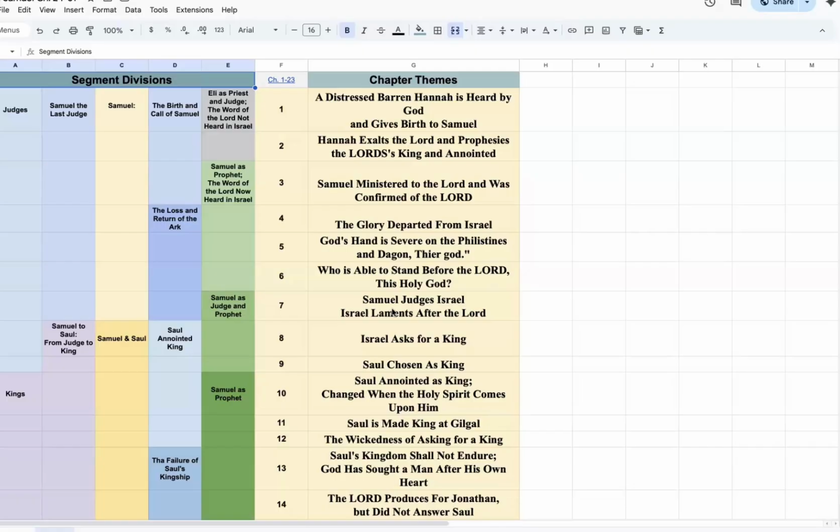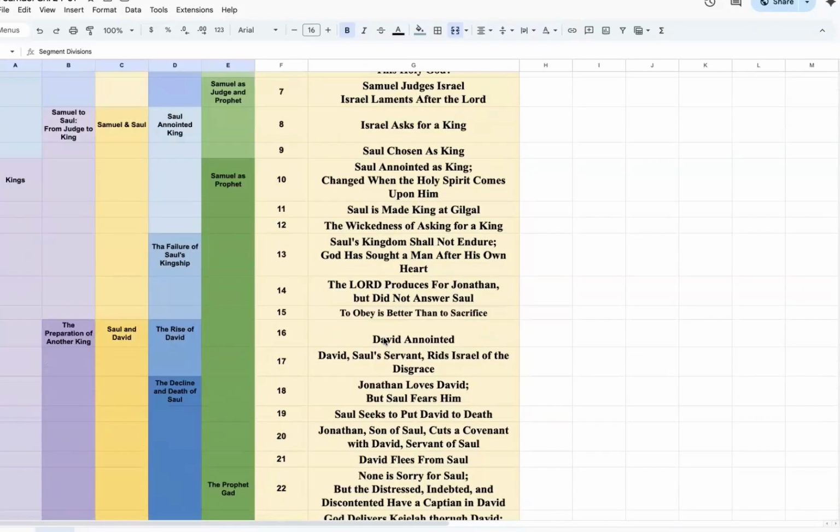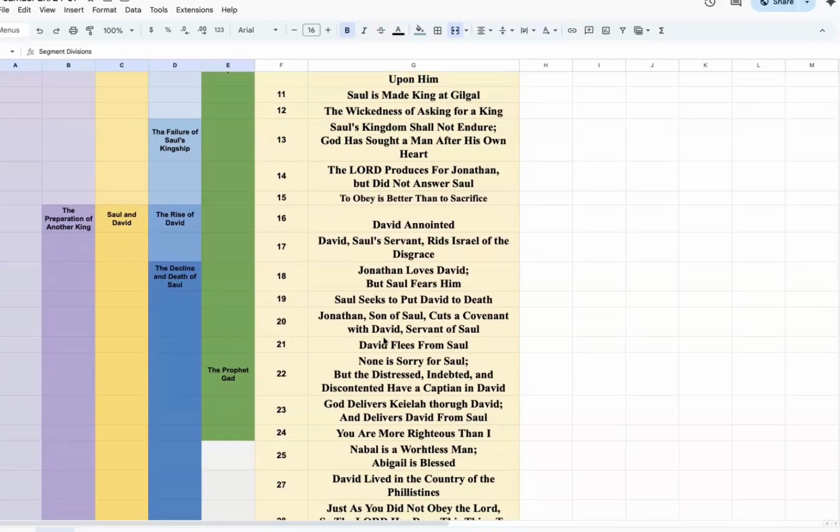And Samuel told them this will be the procedure of the king. With Saul, we see that Saul is chosen as king. He's anointed as king, and he was changed when the Holy Spirit came upon him. Then we see that confirmation, Saul is made king at Gilgal. But then Samuel tells him the wickedness of asking for a king. If you remember, Samuel was upset. God came to him and said, they're not rejecting you, they're rejecting me.